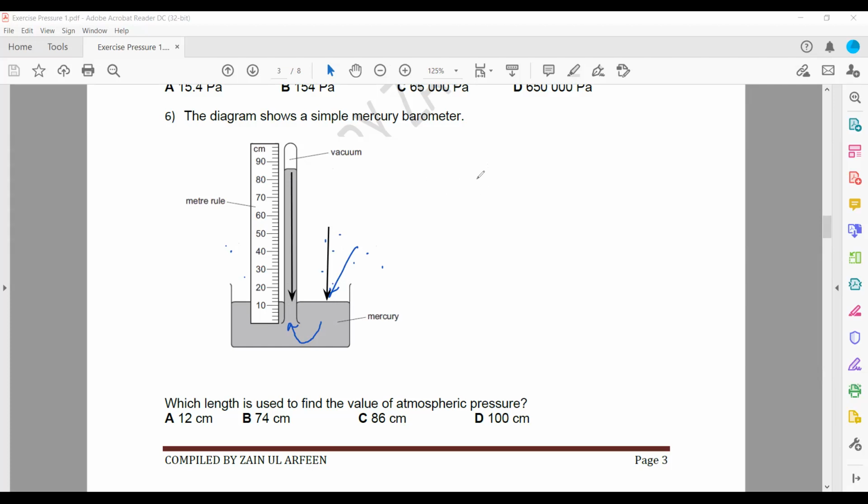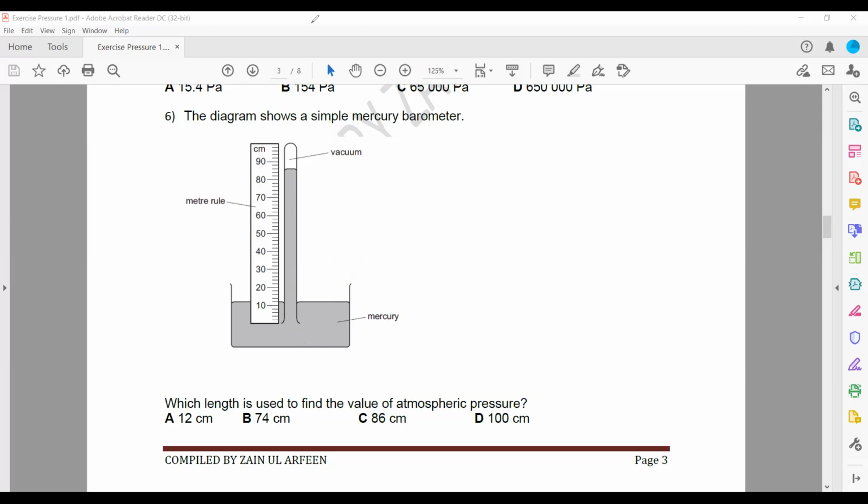That will be equal to the pressure exerted by the atmosphere. So density into gravity into depth. So which depth should we take? What is the level of the mercury we should take to calculate the pressure of the mercury, and using the pressure of the mercury we can get the pressure of the atmosphere. So what is the length we should measure?